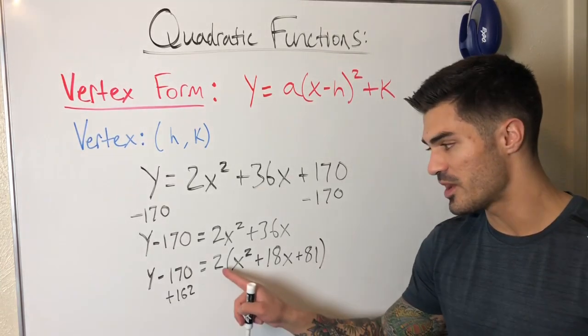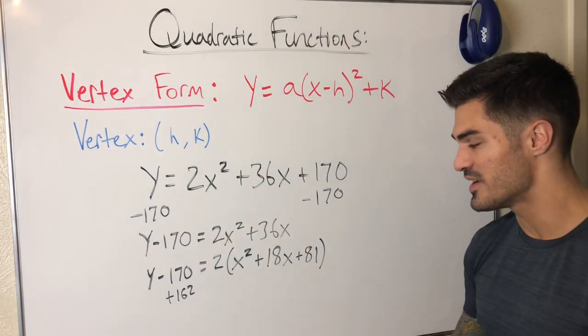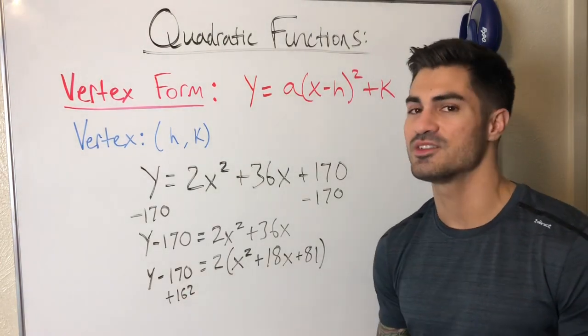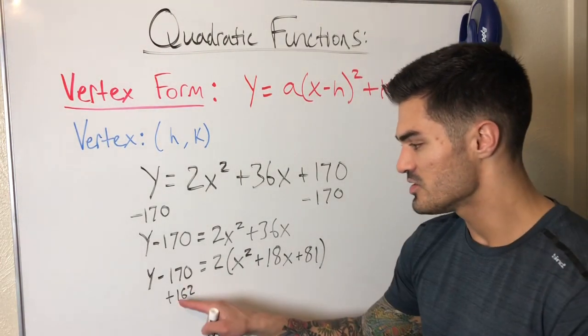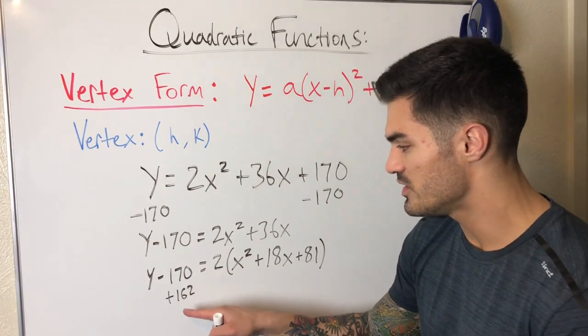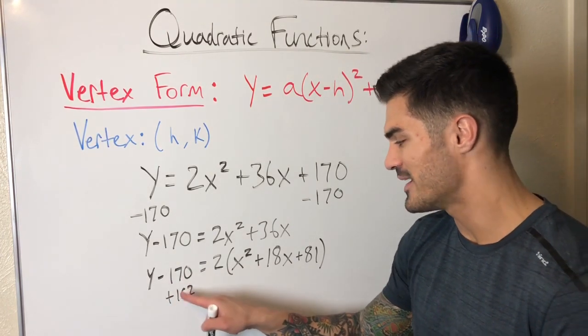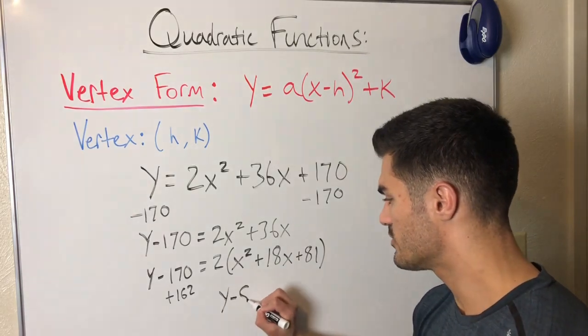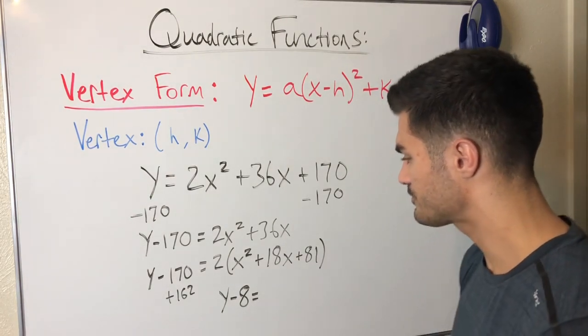This is all being multiplied by 2. So what I really added to this right side is 162. So I have to add that same thing to the left side to balance my equation. So now I can simplify this. Minus 170 plus 162, that's y minus 8. So I'm going to write that down here, y minus 8. That's what I have on the left-hand side.